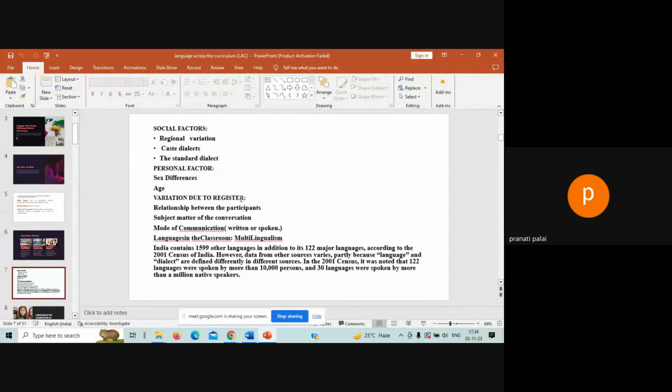India contains more than 1599 other languages in addition to its 122 major languages, according to the 2001 census of India. However, data from other sources varies, partly because language and dialects are defined differently in different sources. In the 2001 census, it was noted that 122 languages were spoken by more than 10,000 persons, and 30 languages were spoken by more than a million native speakers. However, we have 22 civil or official languages.